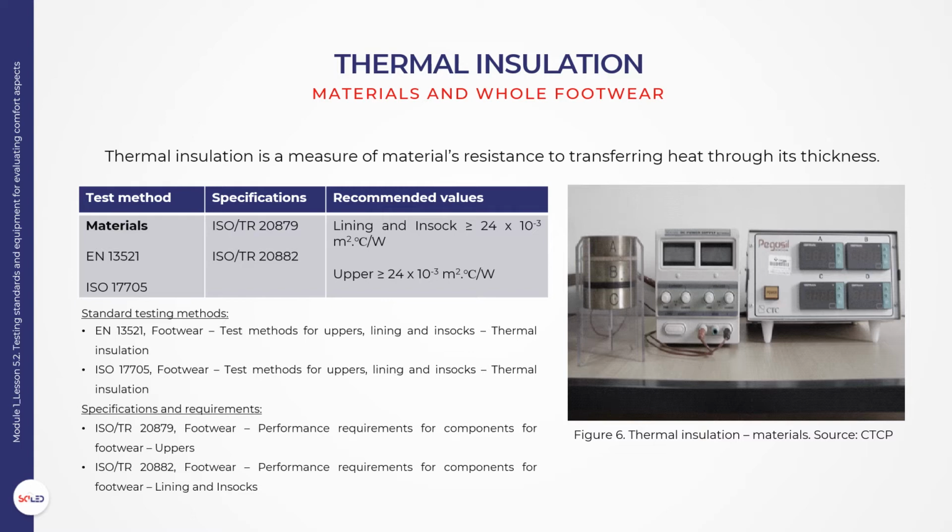The standards EN 13521 and ISO 17705 describe a method for determining the thermal conductivity of uppers, lining and insocks irrespective of the material. In this test, a constant heat source is placed between 2 identical metal cylinders which are mounted with their axes vertical. A test material is placed on the top surface of the upper cylinder and a third identical metal cylinder is placed on the top of the test material so that all the cylinders in the test specimen are concentrically aligned.